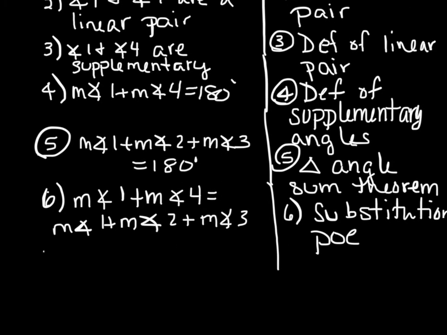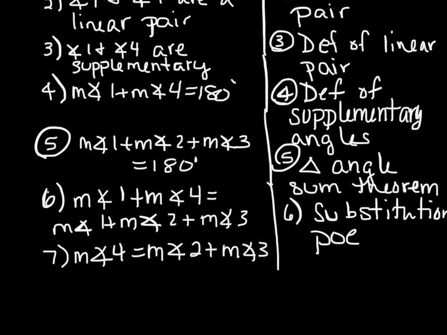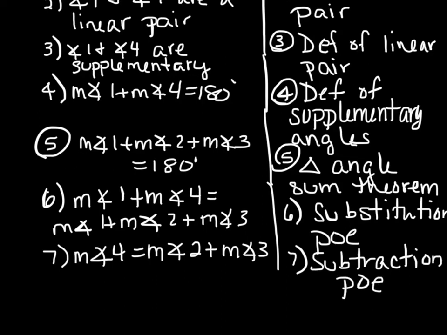Hey, wait a second. I have the measure of angle 1 on both sides, so now I know that the measure of angle 4 is equal to the measure of angle 2 plus the measure of angle 3 by the subtraction property of equality. I subtracted the same thing from both sides. So now we just proved that the exterior angle is equal to the two angles inside the triangle that are far away from it.